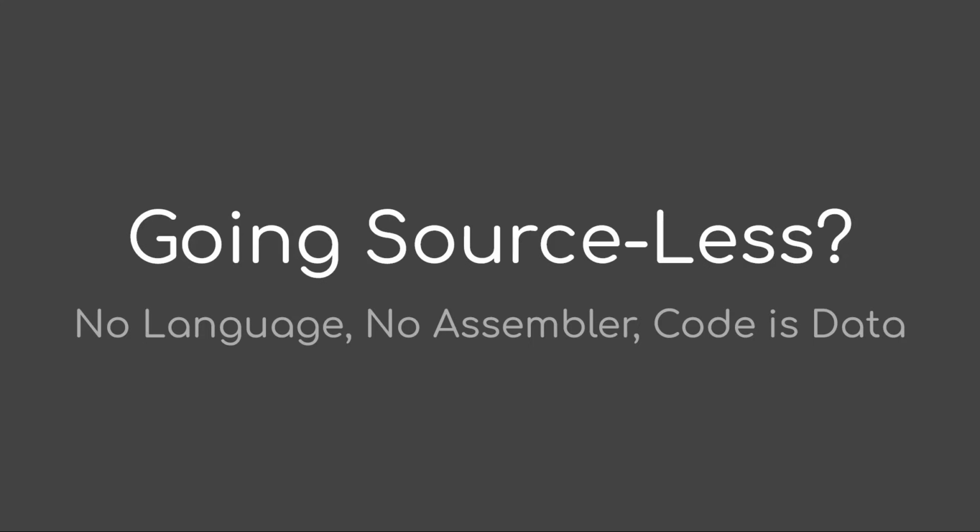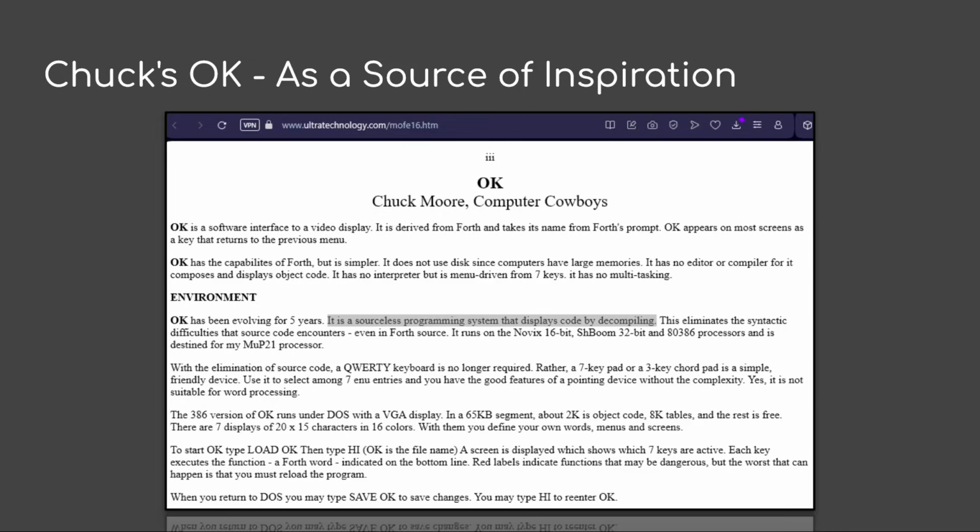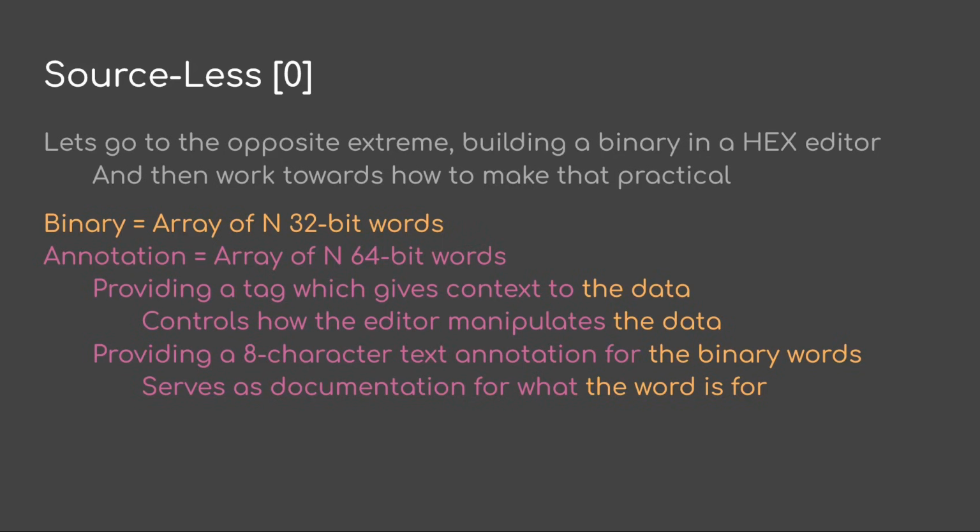So there is another option, and that is going sourceless. No language, no assembler, the code is the data, or the data is the code. Chuck's OK was a source of inspiration. I've only read about this, but it did send me down a spiral of trying various ideas related to what I read. So when we think about sourceless programming, it's best to just work from the opposite extreme. Start with, say, a hex editor, and then work towards what we would need to make that practical for code generation.